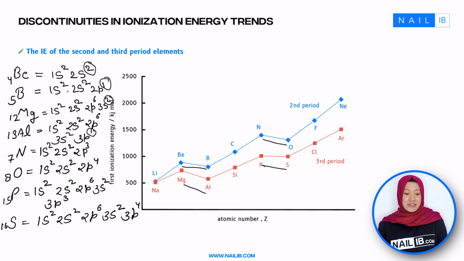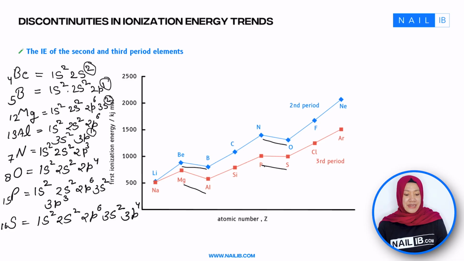Because the valence electrons fill in the p orbital that is further away from the nucleus. So the attraction between the nucleus and the valence electron is weaker compared to the one in Be and Mg because the s orbital is closer to the nucleus. So the reason is because it fills the p orbitals which are further away from the nucleus.